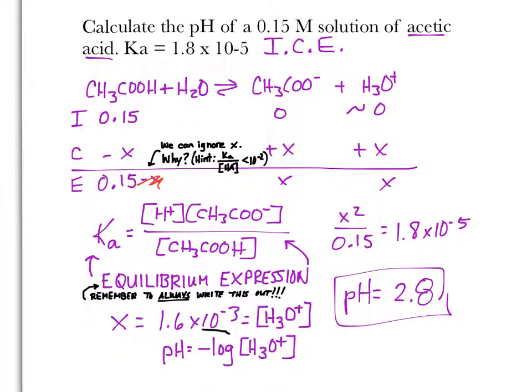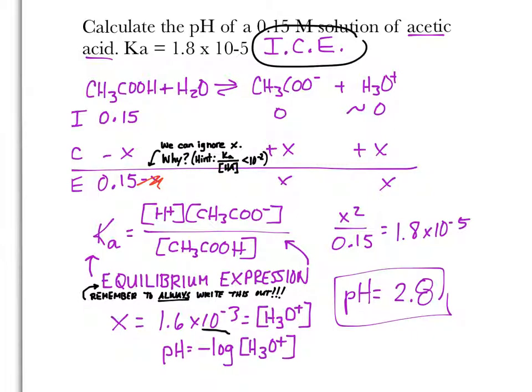Acetic acid is a weak acid. They gave you a Ka. That's a big hint that we're talking about a weak acid. So if you're talking about a weak acid, you need an ice chart. So if we go through here, we can ignore X. There's your hint. If Ka over the concentration of the acid is less than 10 to the negative 2, we divide them out. Then we could ignore X.